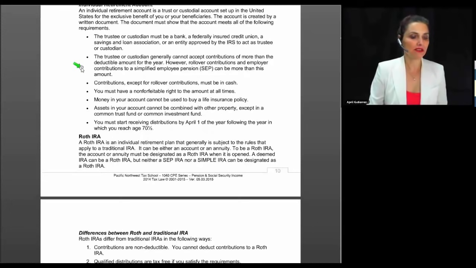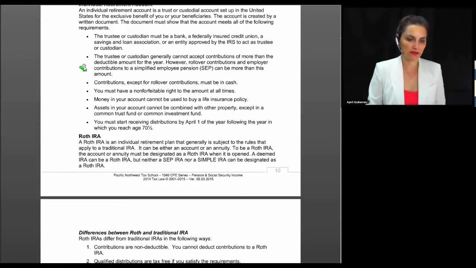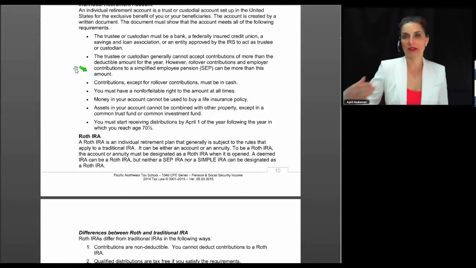Now, the trustee or custodian generally cannot accept contributions of more than the deductible amount for the year. However, rollover contributions and employer contributions to a simplified employee pension or a SEP can be more than this amount. So what that means is there is a limit on the amount you can contribute to an IRA each year. It is based upon your age as well as your compensation.